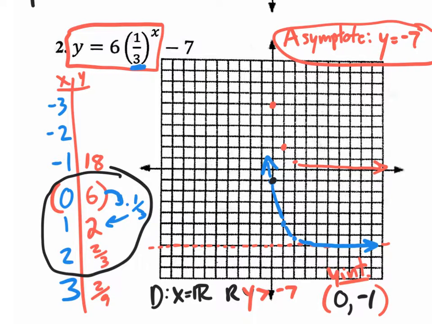Okay, so I almost forgot. Let's cross out the original parent graph, because that's not the one you want to represent. It's the blue one that's shifted 7 units down.